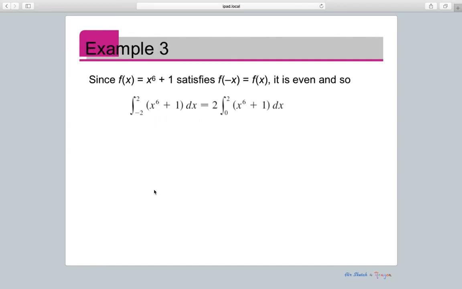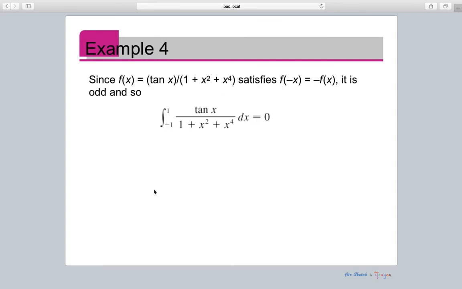An example where something like that might be helpful is here. This is an even function. And remember, the condition for an even function is that f of negative x equals f of x. So instead of integrating from -2 to 2, we could do 2 times the integral from 0 to 2. I'm not going to go all the way through that one. These are just some tricks to make things faster.